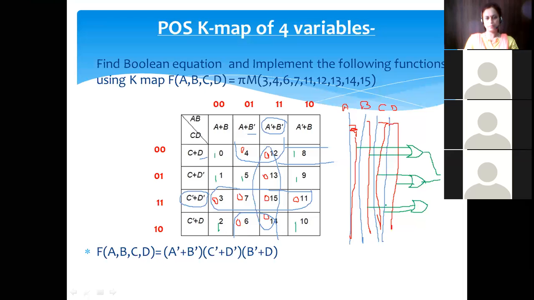So here I can draw an AND gate. This is the implementation of this particular equation. Is that fine? Yes, ma'am. So this is the way you can implement the equation.